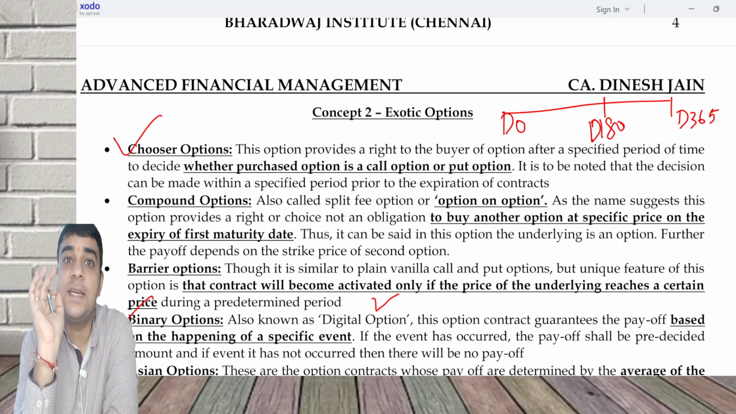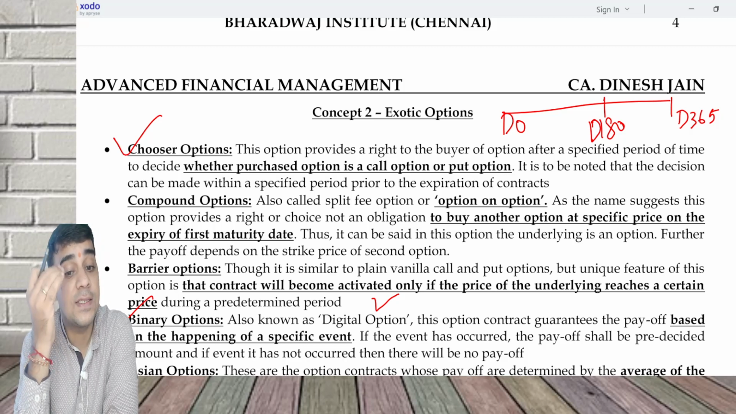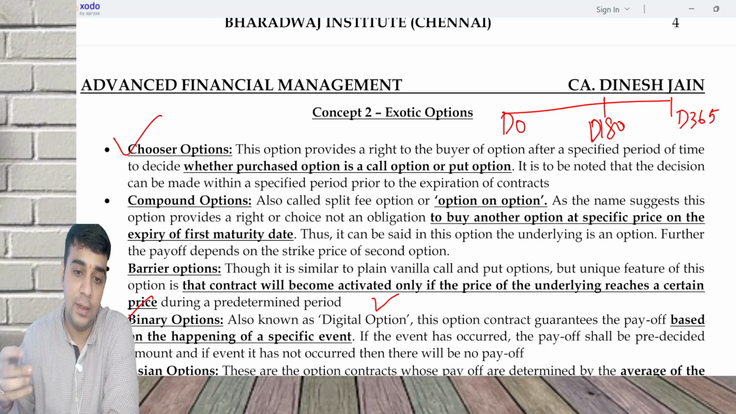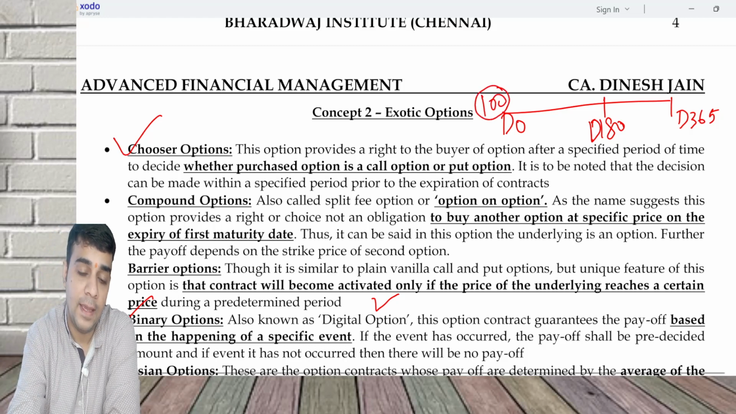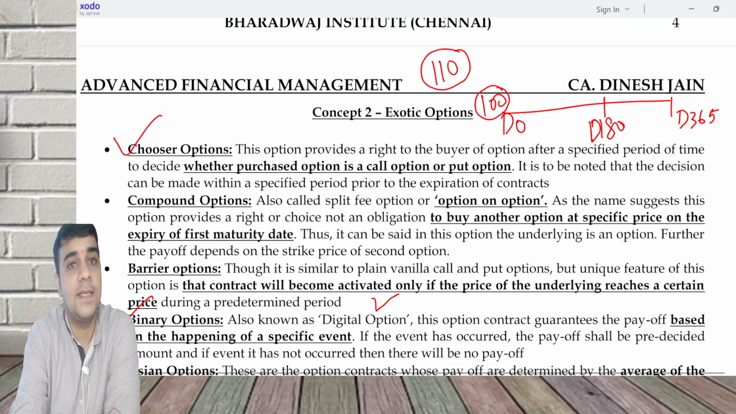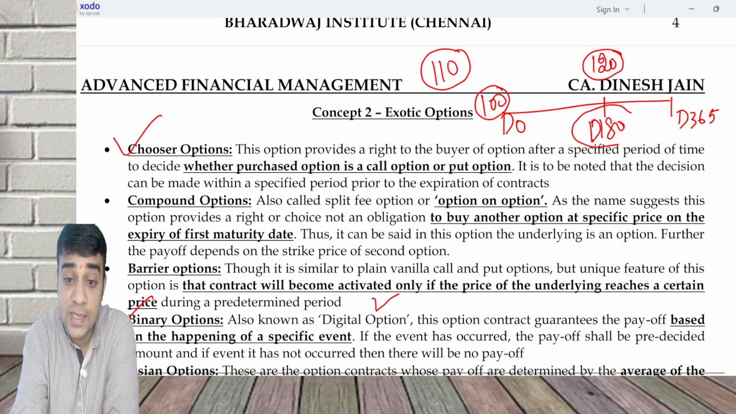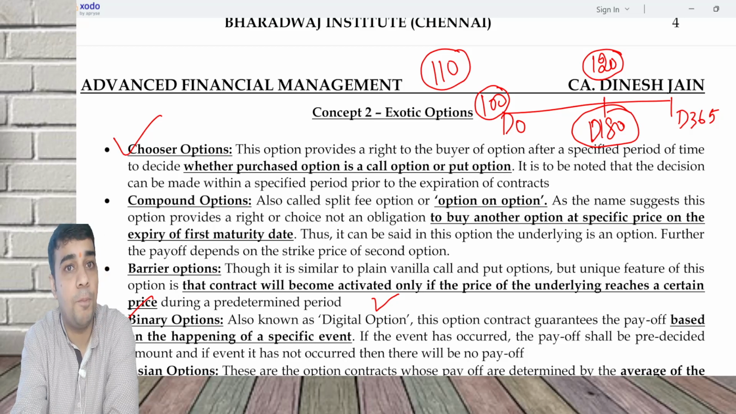On some specific date, that will be the terms of the agreement, you will decide whether this is a call option or a put option. For example, today price is 100. Exercise price is 110. On this day it is 120. You can decide on this day whether this is a call option or a put option. On day 180, you have the flexibility to decide whether it is a call option or a put option.